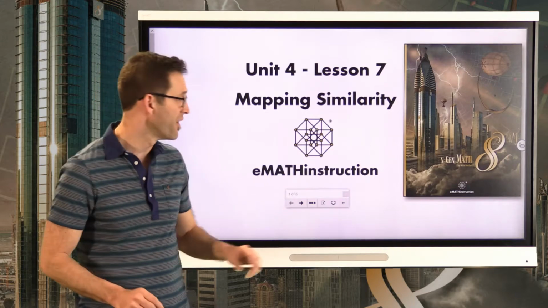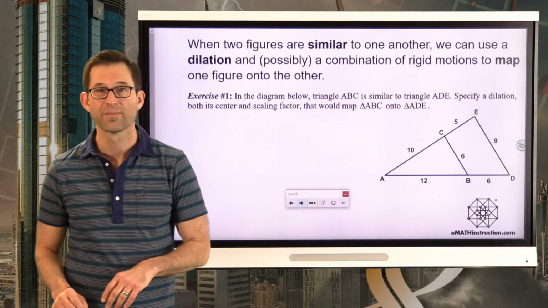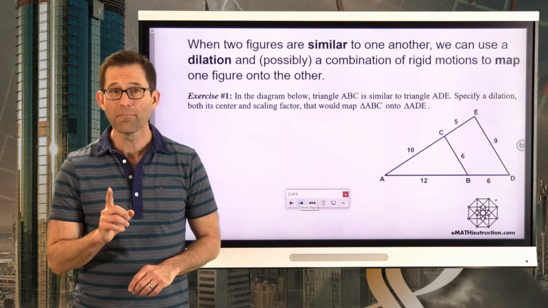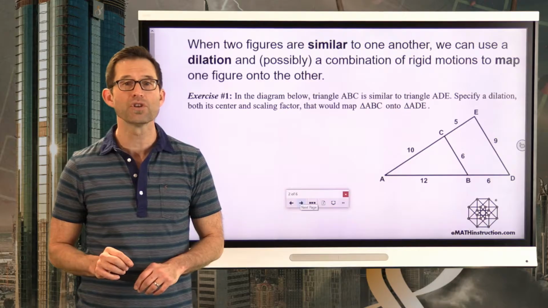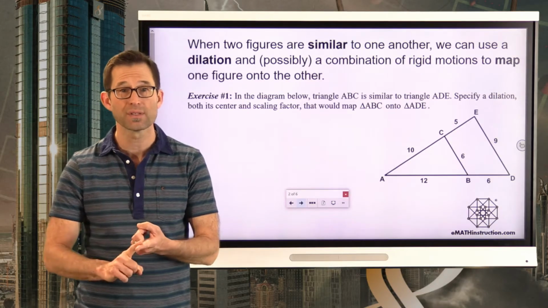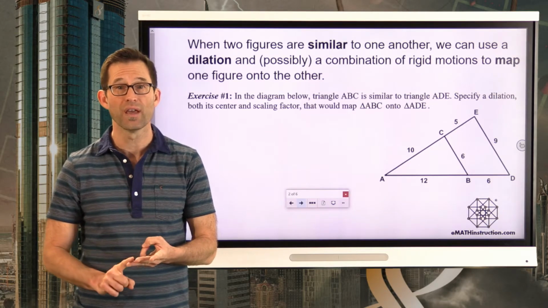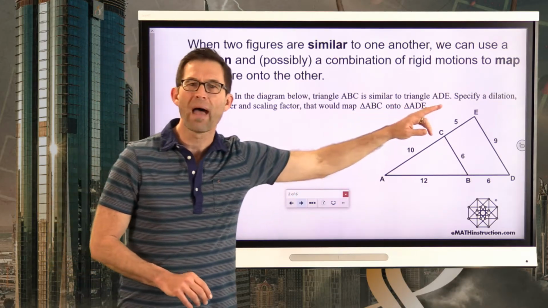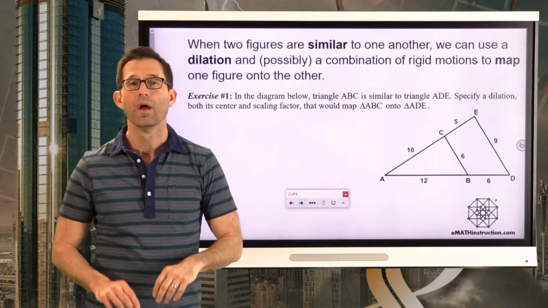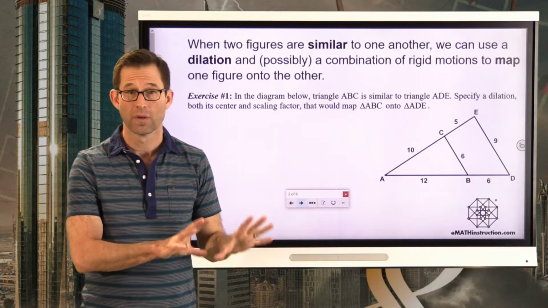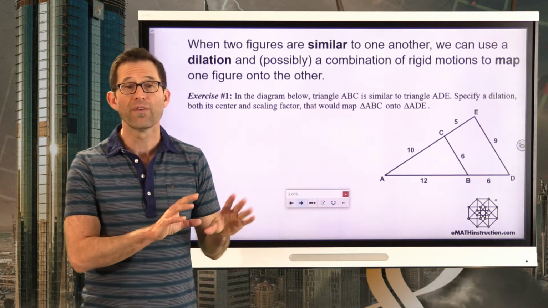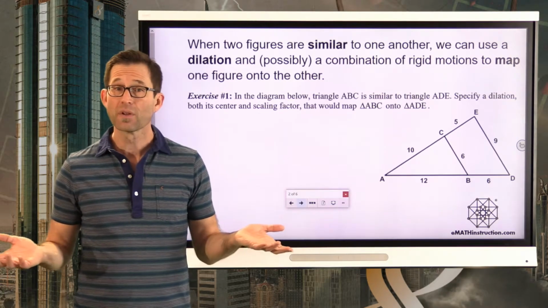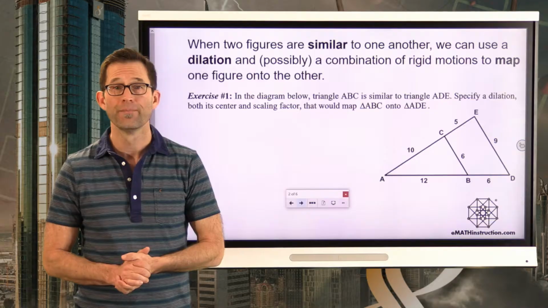So let's get right into that in the first exercise. When two figures are similar to one another, we can use a dilation and possibly a combination of rigid motions, and again those are translations, reflections, and rotations, to map one figure on top of another. And again, that term, map one figure on top of another, just means that the image of the one figure lies exactly on top of the other figure. So let's take a look at that in exercise number 1.